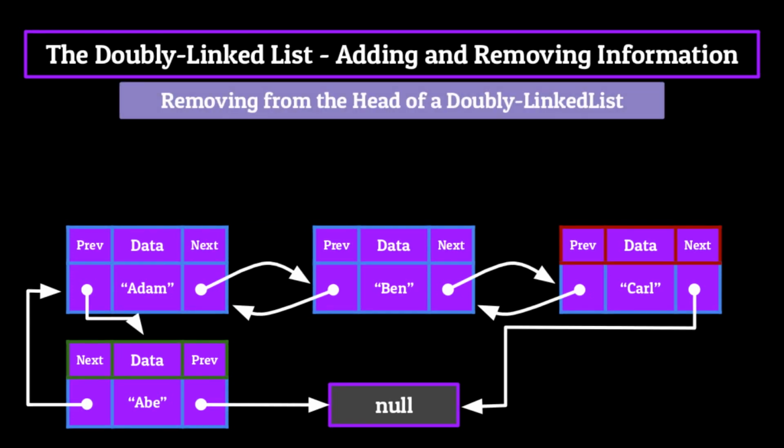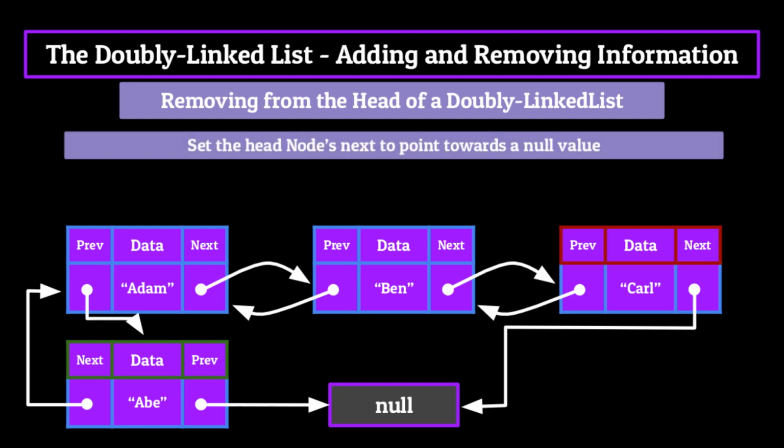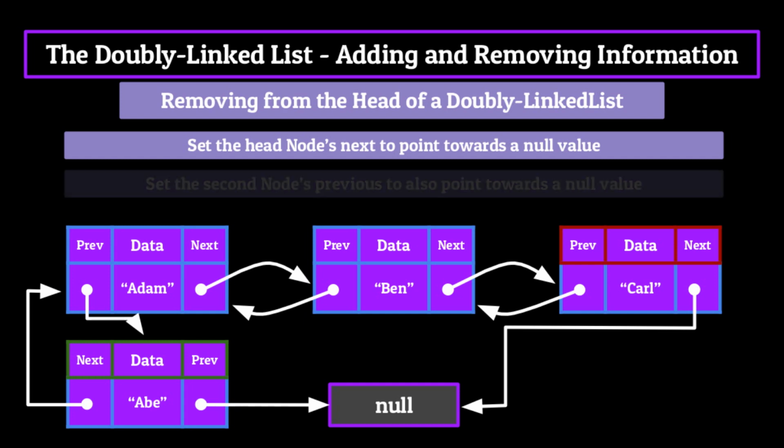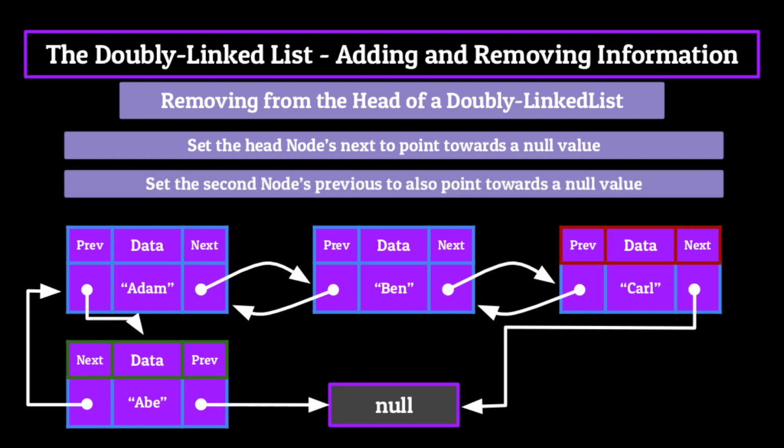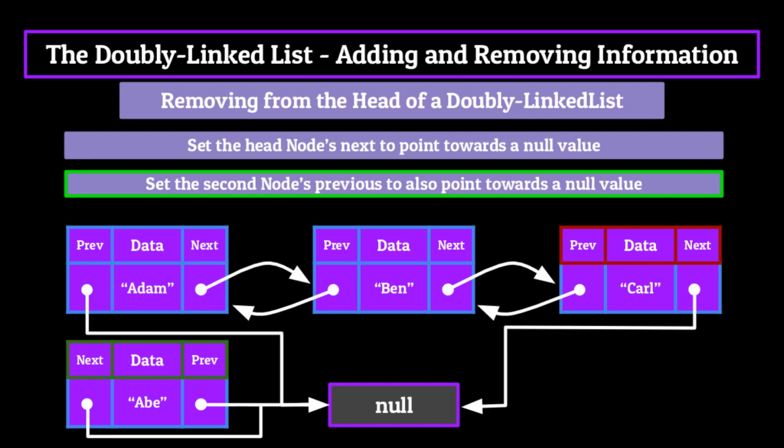Removing a node from the head is even simpler. We first set the head node's next to point towards a null value, and then, by setting the second node's previous to also point towards a null value, we can easily remove the head node from the list. This is how it would look in our example. We'd first set the Abe node's next to null, then we would set the Adam node's previous to also be null, and then we're done.